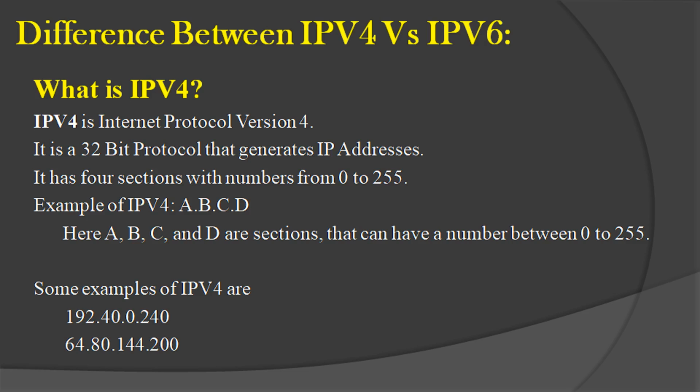Difference between IPv4 versus IPv6. What is IPv4? IPv4 is Internet Protocol version 4. It is a 32-bit protocol that generates IP addresses. It has 4 sections with numbers from 0 to 255. Example of IPv4, A, B, C, D. Here A, B, C, and D are sections that can have a number between 0 to 255. This is what IPv4 addresses look like.